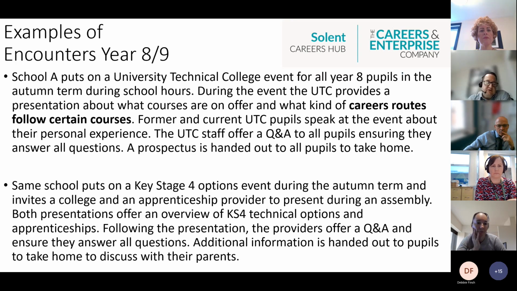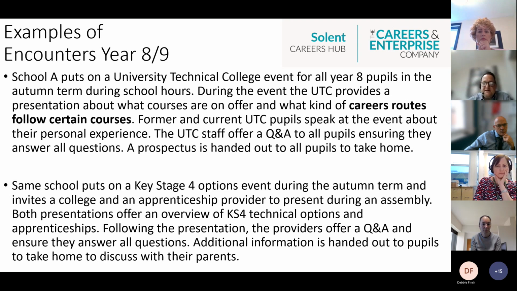So I'm going to quickly read through some of these examples. I've got examples for each of the 3-year groups that we've got here. School A puts on a University Technical College event for all Year 8 pupils in the autumn term during school hours. During the event, the UTC provides a presentation about what courses are on offer, or what kind of careers routes follow certain routes. Former and current UTC pupils speak at the event about their personal experience. The UTC staff offer a Q&A to all pupils, ensuring they answer all questions.